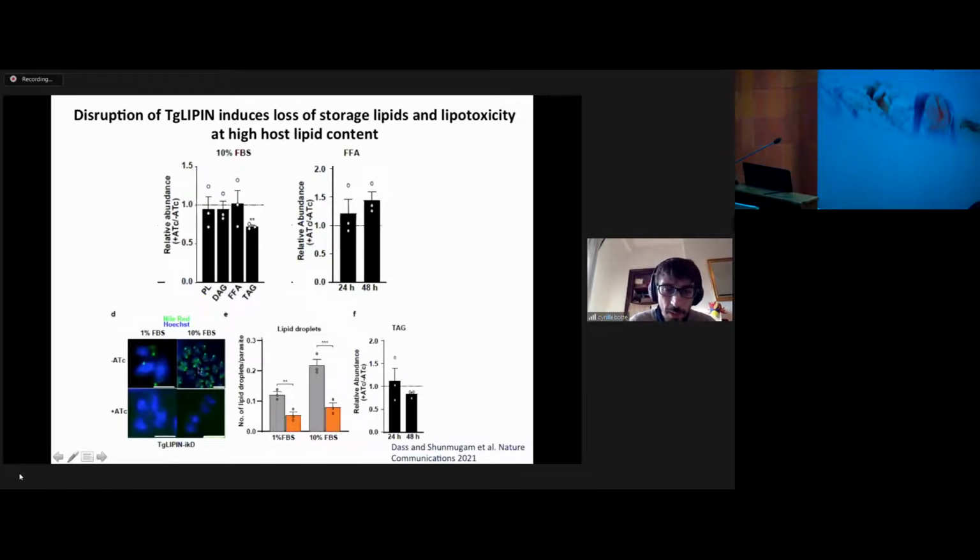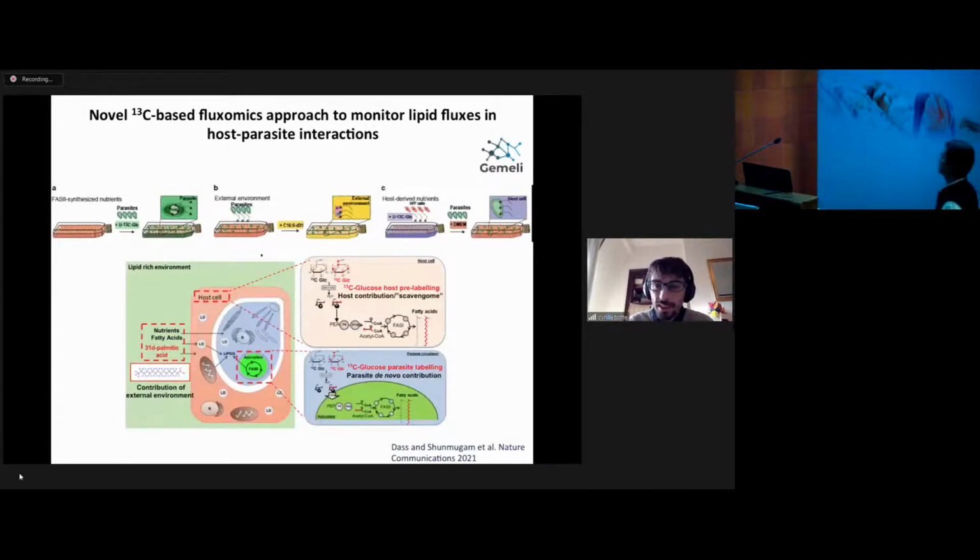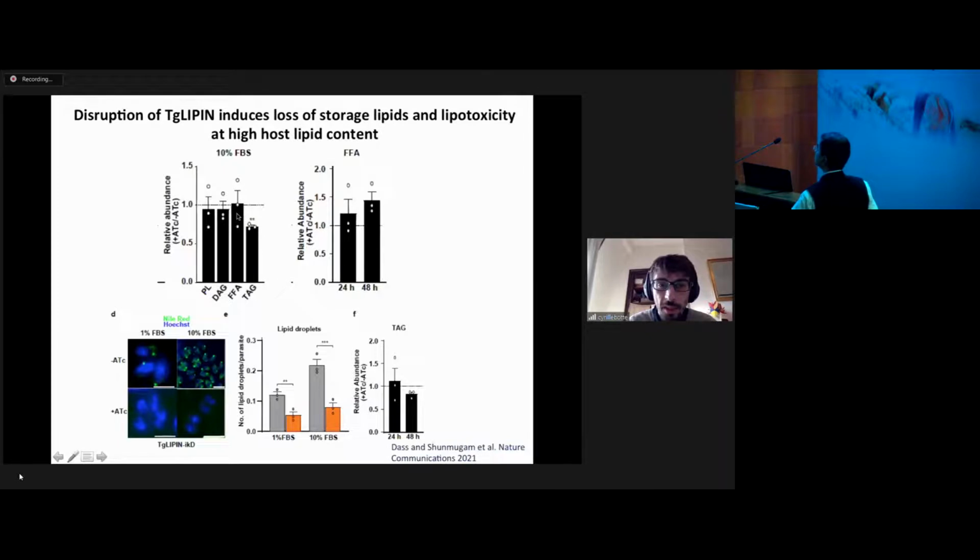And this was confirmed by looking at the lipid droplets of the parasite. The lipid droplets are organelles that store triacylglycerol, diacylglycerol, and neutral lipids that the parasite or any eukaryotic cell can use when necessary. And we could see a significant decrease of lipid droplets that was dependent on the level of nutrient present, and so was TAG. So we were wondering, so we had this accumulation of free fatty acids and a decrease of storage lipids.